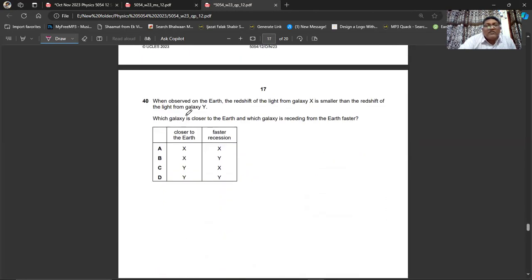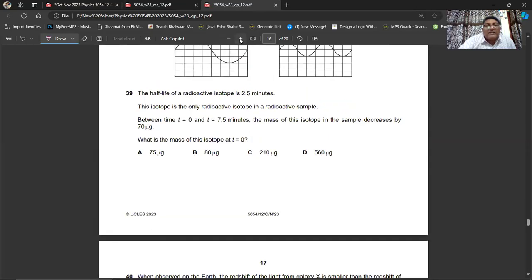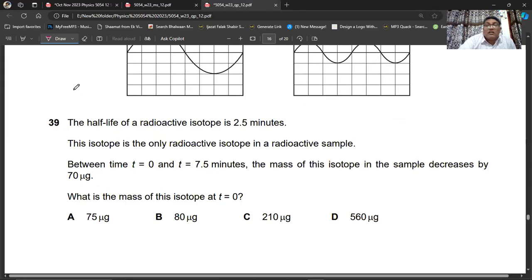Okay. Now we are going to question number 39. He says the half-life of a radioactive isotope is 2.5 minutes. This isotope is the only radioactive isotope in a radioactive sample. Between time t equals 0 and time t equals 7.5 minutes, the mass of this isotope in the sample decreases by 70 microgram. What is the mass of the isotope at time t equals 0? Very tricky question.